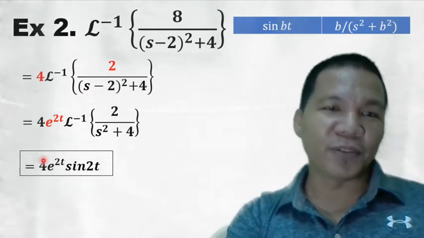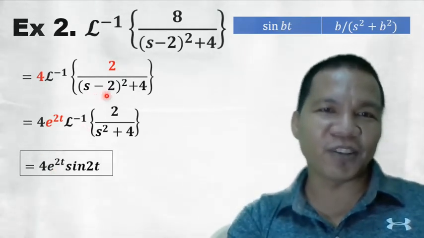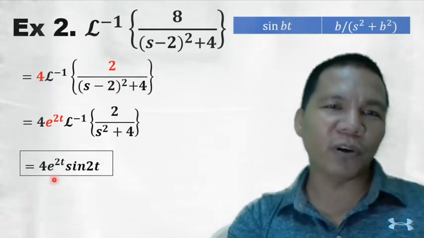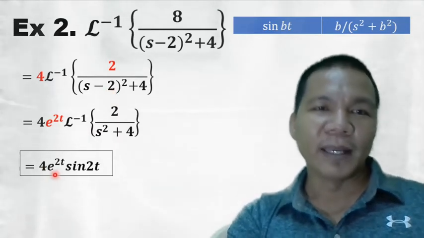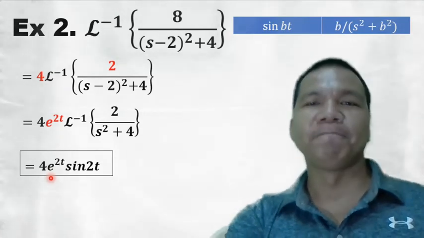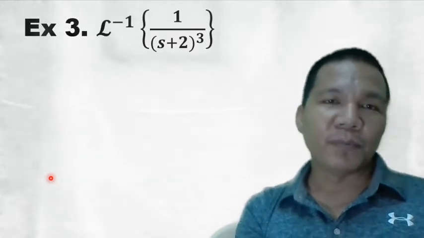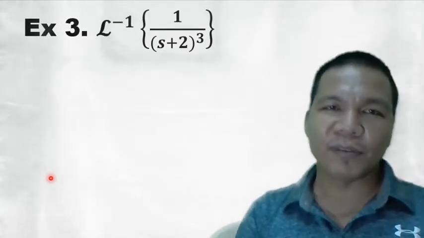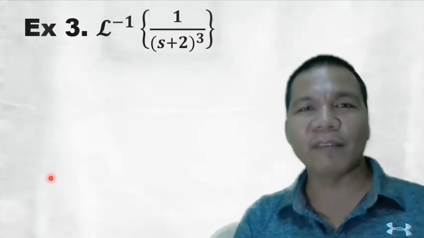That is equivalent to, now if you're going to take that shifting value out of the inverse Laplace transform sign, it is equivalent to an exponential function of t. Alright, so let's try another problem here. Supposing I have here the inverse Laplace transform of 1 all over (s plus 2) cubed.